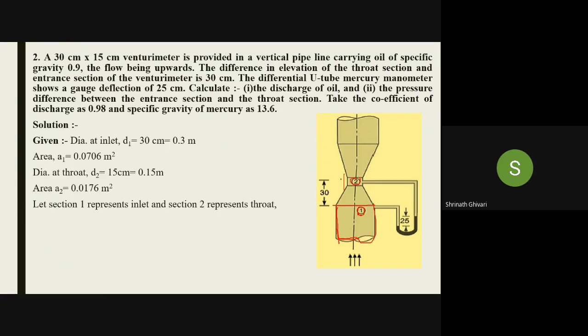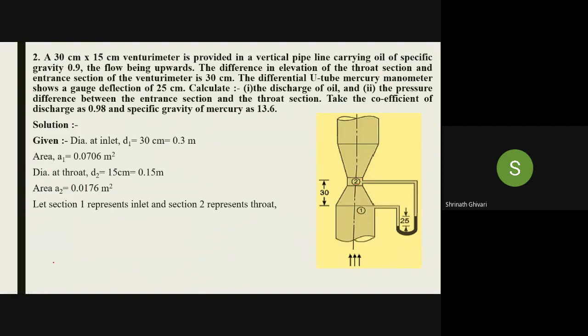Remember this is not the converging part. Section 1 is the inlet of the pipe. If you consider there is a pipe, and I want to measure its flow rate, what I'll do is connect a venturimeter to this. So the venturimeter will be like this. Imagine it like this, and on this side the pipe continues again. Understood. I want to measure the pressure difference at the inlet and at the throat. So this will be section 1, this will be section 2.